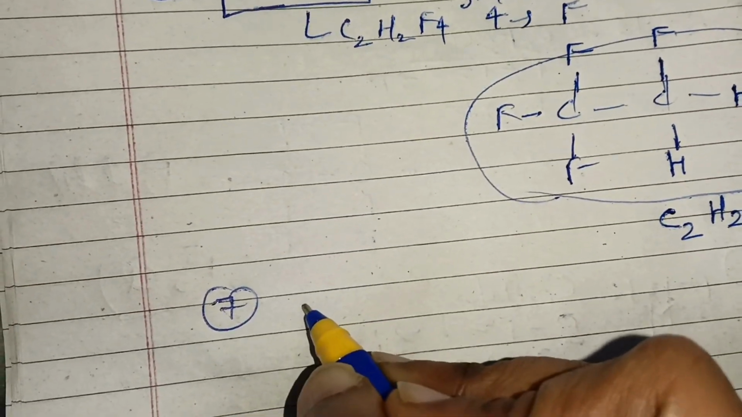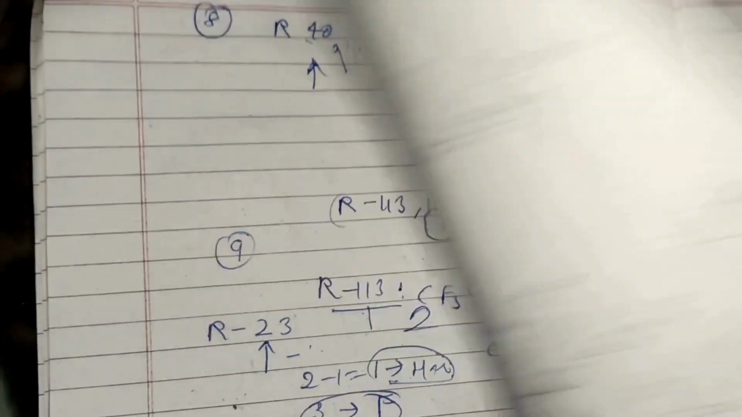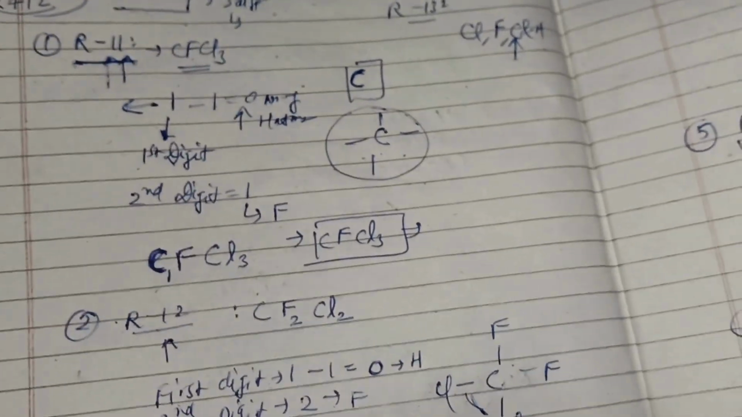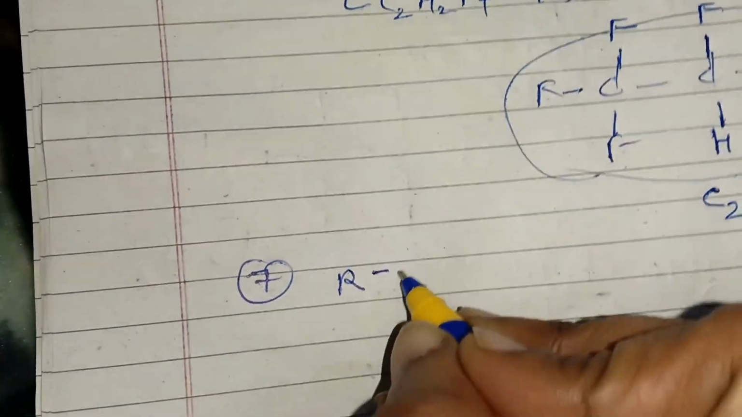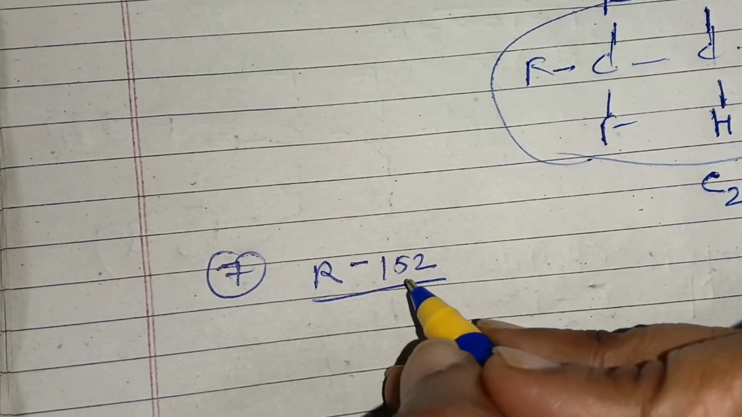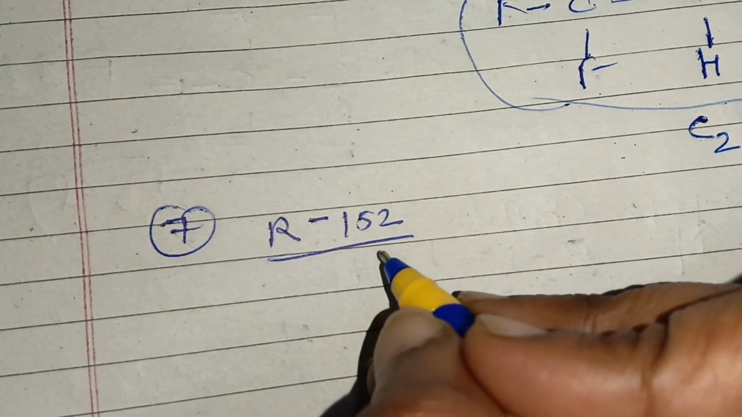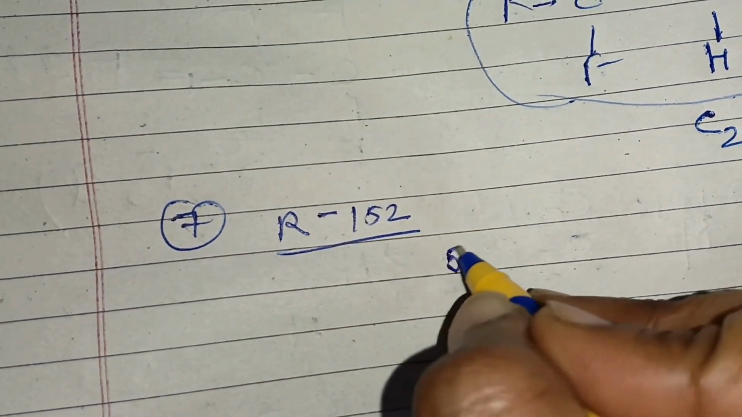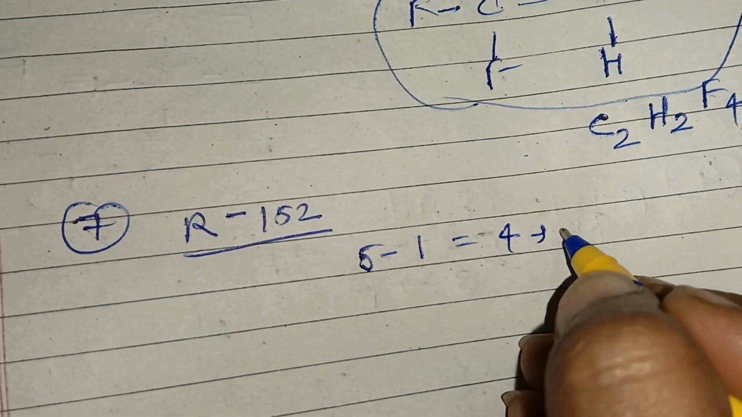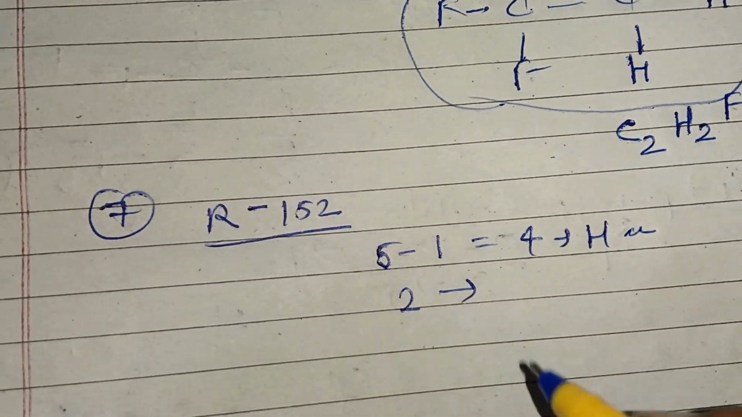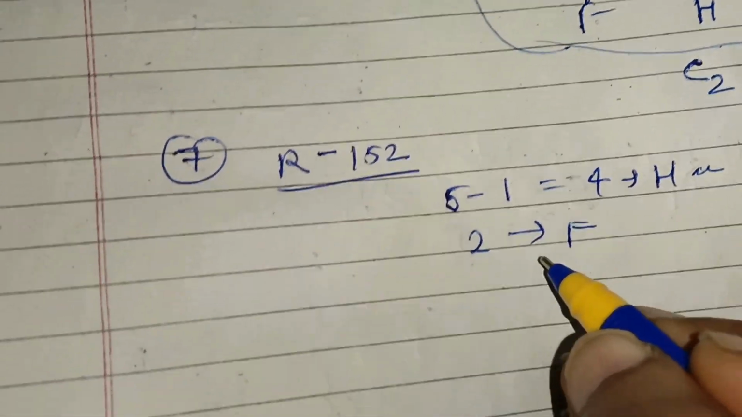Now we can see another ethane-based refrigerant. Why we have covered all these refrigerants is because these are widely being used. These are the most popular refrigerants, and they are likely to be asked in the exam. So R152. Again this is a 3-digit figure. The first digit next to R you have to ignore. You are not bothered about the first digit. Second digit is 5. 5 minus 1 is 4. 4 is the number taken by hydrogen atoms. Third digit is 2. This is entirely taken by fluorine. This third digit belongs to fluorine.